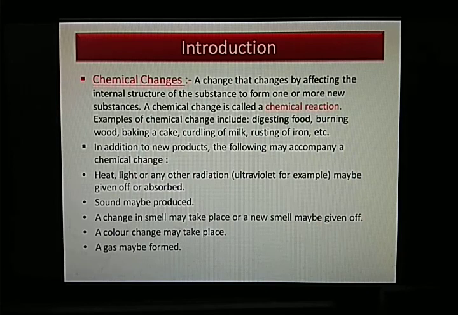So till then, you go through these chemical and physical changes and try to see for yourself in nature or the environment surrounding you what types of changes are occurring in our day-to-day life and how these changes occur, whether they are physical change or chemical change. You can check by yourself.